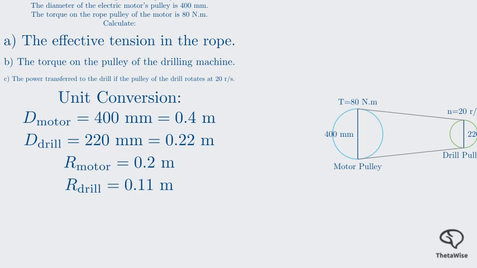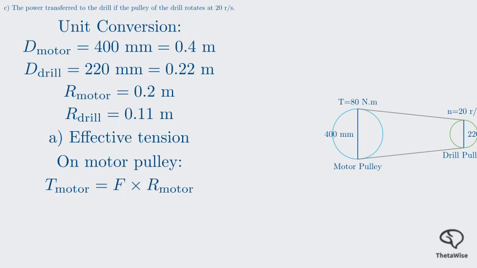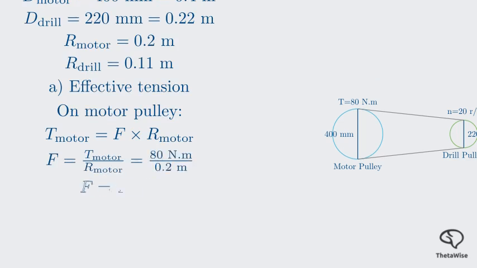Now let's solve part A, the effective tension in the rope. The motor pulley is the driving pulley, with a torque of 80 Newton meters. We can use the formula T equals F times R to find the effective force or tension, F. Rearranging, F equals T divided by R. So, the tension F is 80 Newton meters divided by 0.2 meters, the radius of the motor pulley. This gives us an effective tension of 400 newtons in the rope.